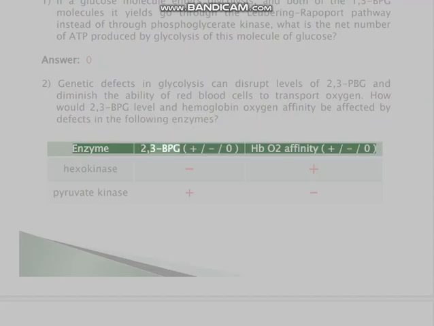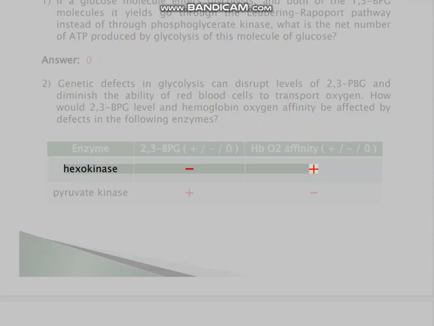Enzyme, 2,3-BPG plus, minus, or 0, HbO2 affinity plus, minus, or 0. Hexokinase: plus. Pyruvate kinase: plus.